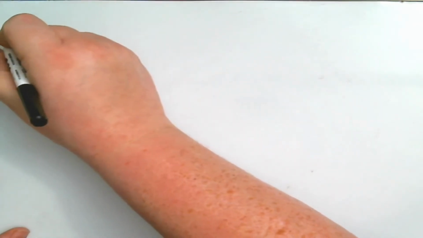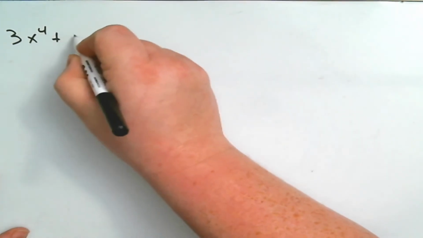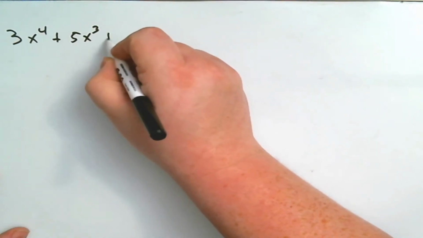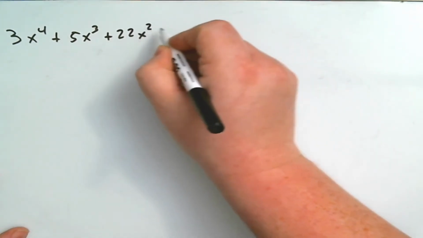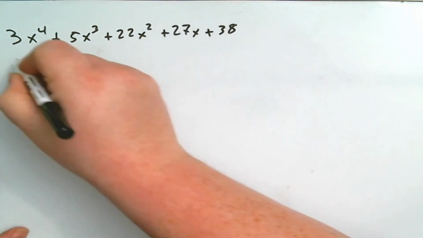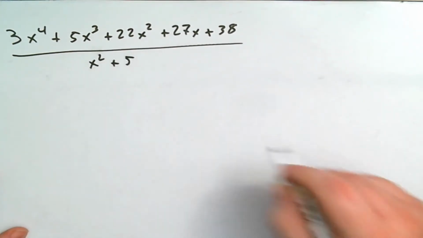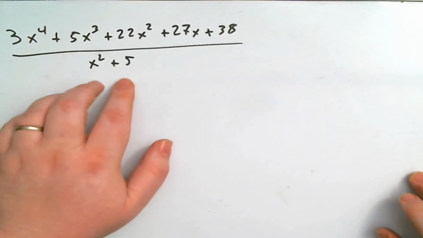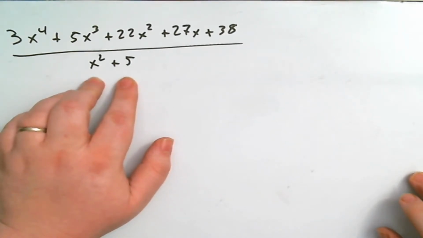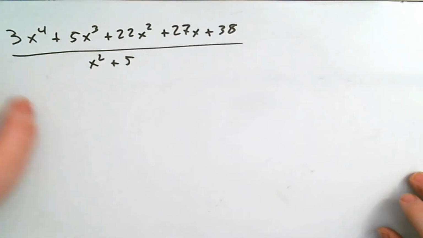Okay, so let's consider our next example. So we have this 3x to the 4th plus 5x cubed plus 22x squared plus 27x plus 38. All that's divided by x squared plus 5. Okay, so again, we have this quadratic divisor down here. This is also monic. The leading coefficient here is 1. Okay, we want to be able to do this division. Again, we can use synthetic division for this. We don't have to use long division necessarily.